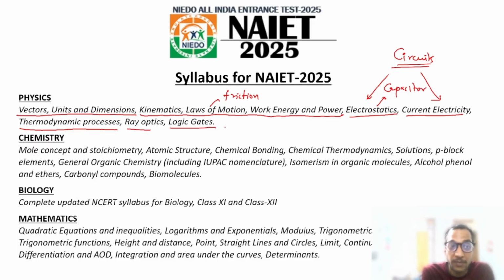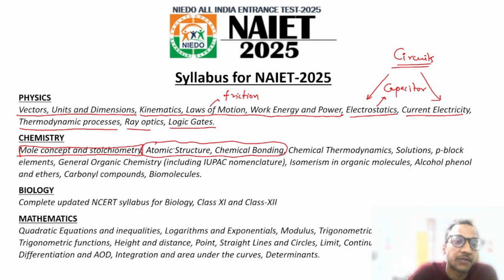So let's talk about the chemistry syllabus now. In chemistry, we have the basics of physical chemistry, which is mole concept and stoichiometry. And then we will have atomic structure and chemical bonding, which is the basis of organic and inorganic chemistry. So if you prepare atomic structure and chemical bonding, then after chemical bonding, you can also prepare P block elements, which is inorganic chemistry.